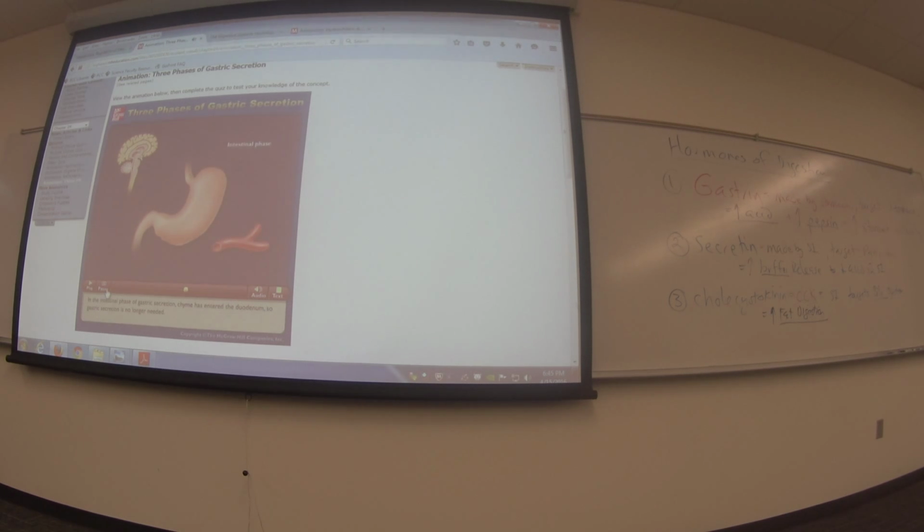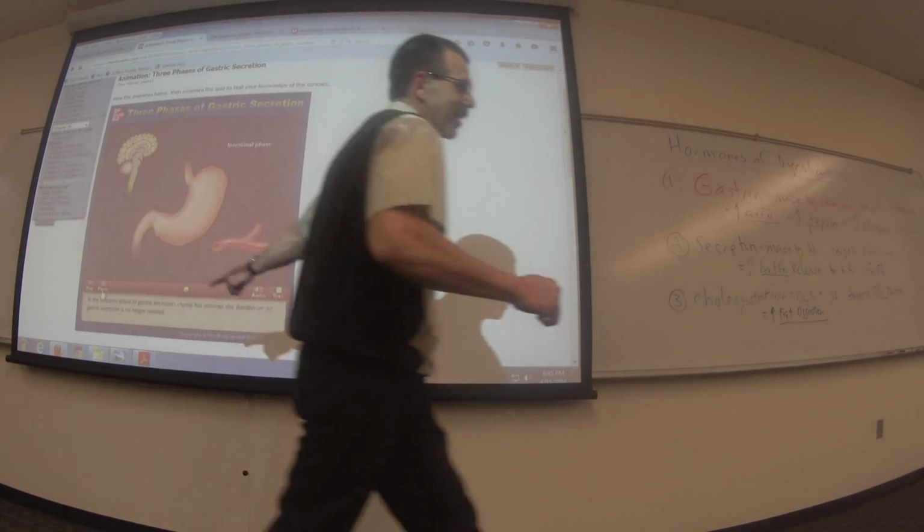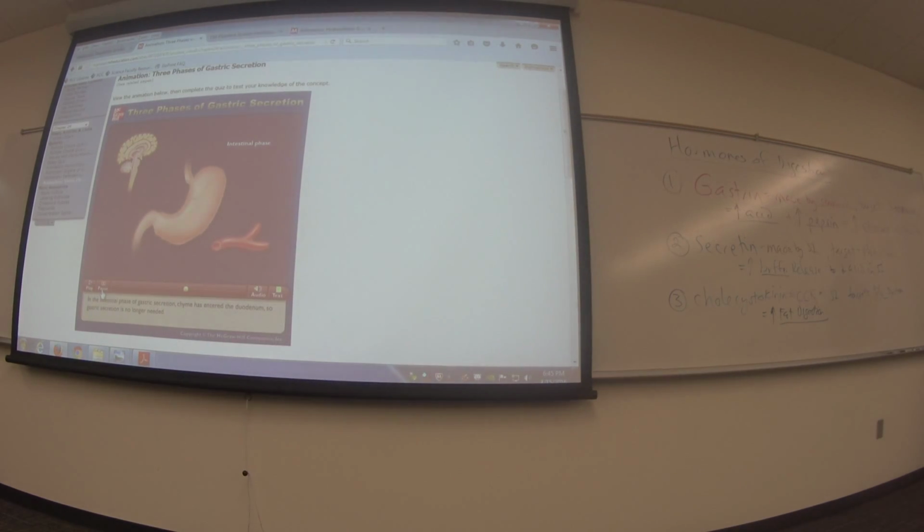In the intestinal phase, aha, number 3. What's our third phase? Intestinal phase. Or intestinal reflex, you can say lots of ways. By the way, Saladin hits you with a bigger word. He calls this the enteric. They're the same. So intestinal and enteric are the same.